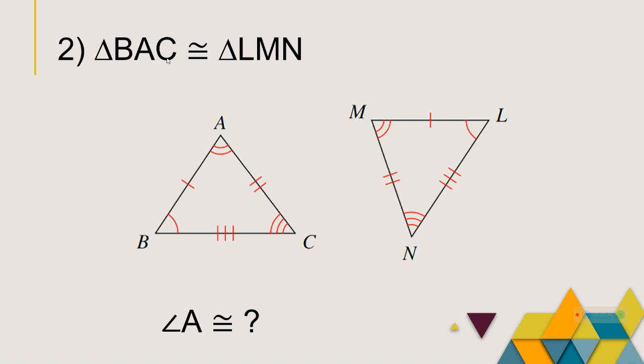Next, number 2. Triangle BAC is congruent to triangle LMN. So we have here the question, angle A is congruent to what? Try to observe the given figure. We have here angle A. So which do you think is congruent to angle A? That's correct. That is angle M.